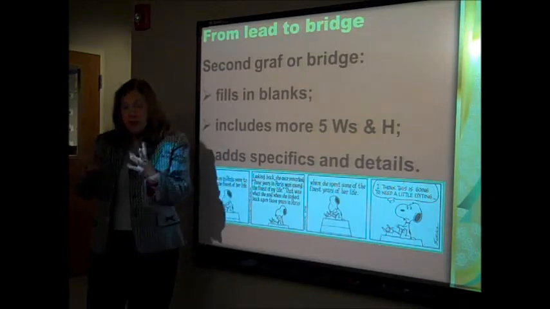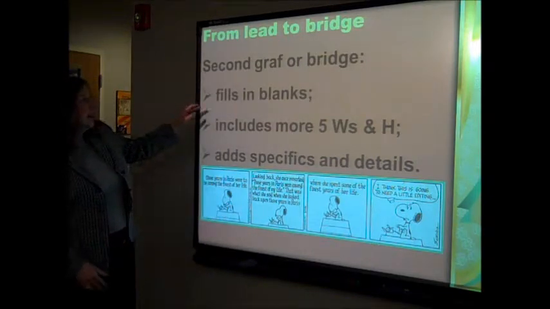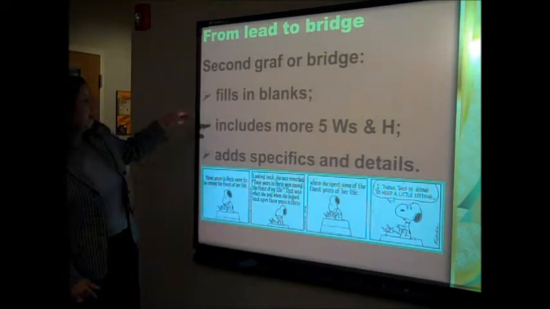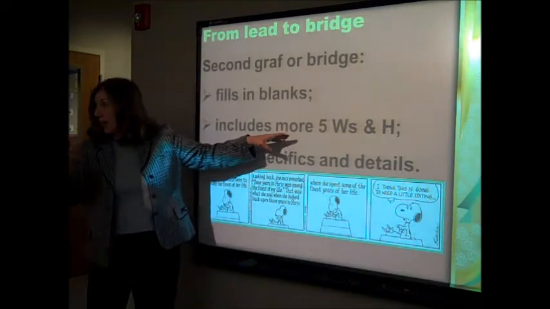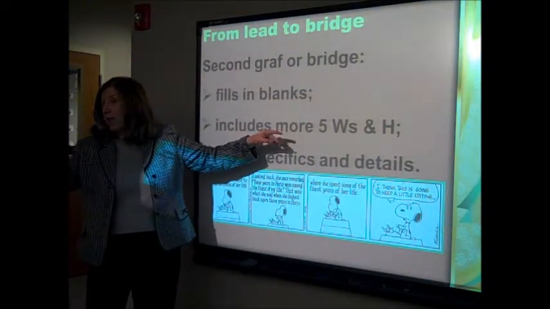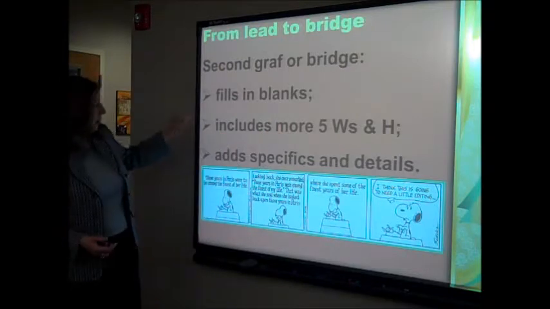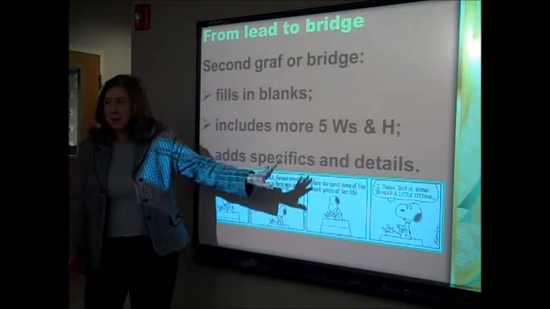Then the bridge fills in the gaps. It fills in the blanks. In the one I gave you, it showed how you get an extra five of the five W's and H's that I can't get in. I could do that, and it's going to add some specifics.